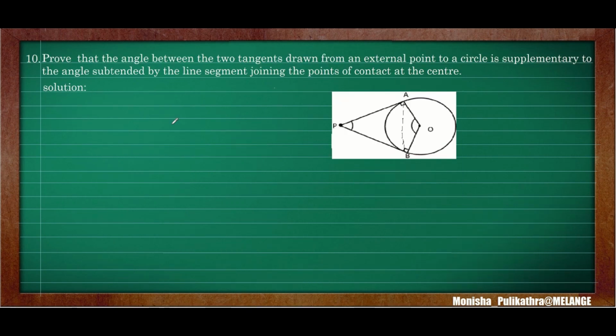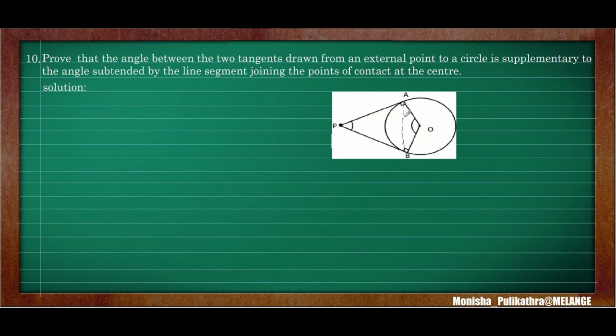Moving on to the 10th problem. The 10th problem states: prove that the angle between the two tangents drawn from an external point to a circle is supplementary. The angle between the two tangents is this angle, that is APB. Supplementary means 180 degree, to the angle subtended by the line segment. So the line segment is this one.